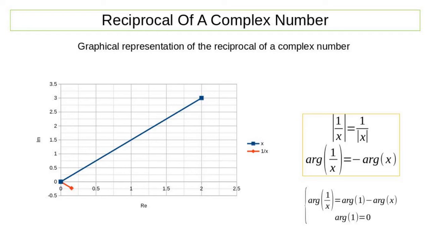As we know from the properties of absolute values, the absolute value of 1 over x is equal to 1 over the absolute value of x. And the argument of 1 over x is equal to minus the argument of x. This is because the argument of 1 over x is equal to the argument of 1 minus the argument of x. And since 1 is a real number, which lies on the real axis, its argument is equal to 0. The figure on the left represents the reciprocal of the complex number x graphically.